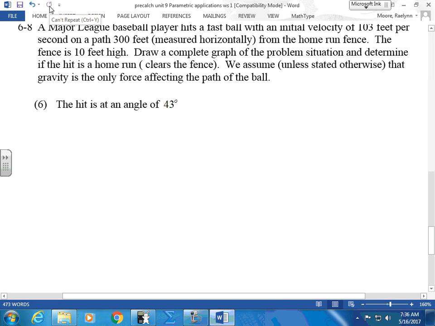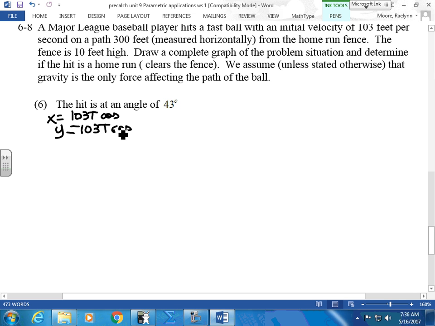All right, so let's make our equations. First one. What's your velocity? 103. Don't forget your T. I'll do them both. If the ball is hit at an angle of 43 degrees, always start like this. Again, the guy is hitting it off the ground. Technically, he should hit it like 3 feet off the ground. So let's make him hit the ball 3 feet off the ground.